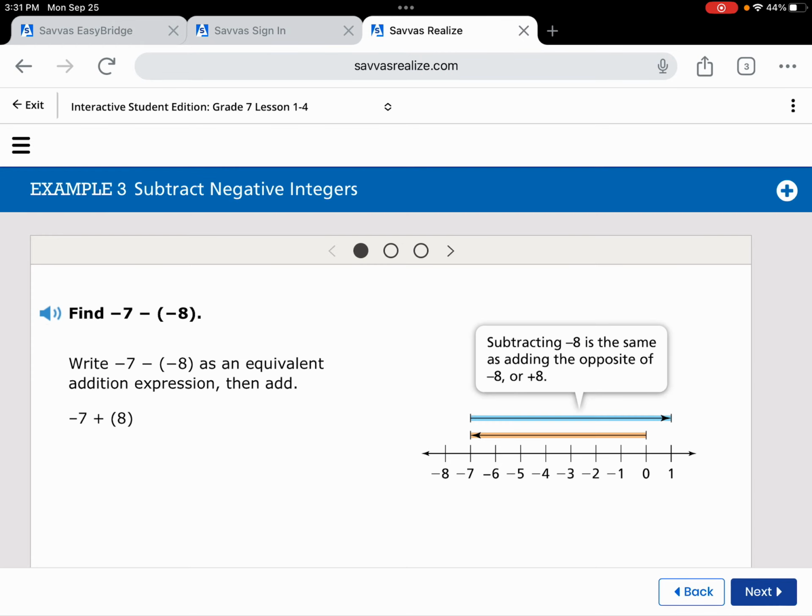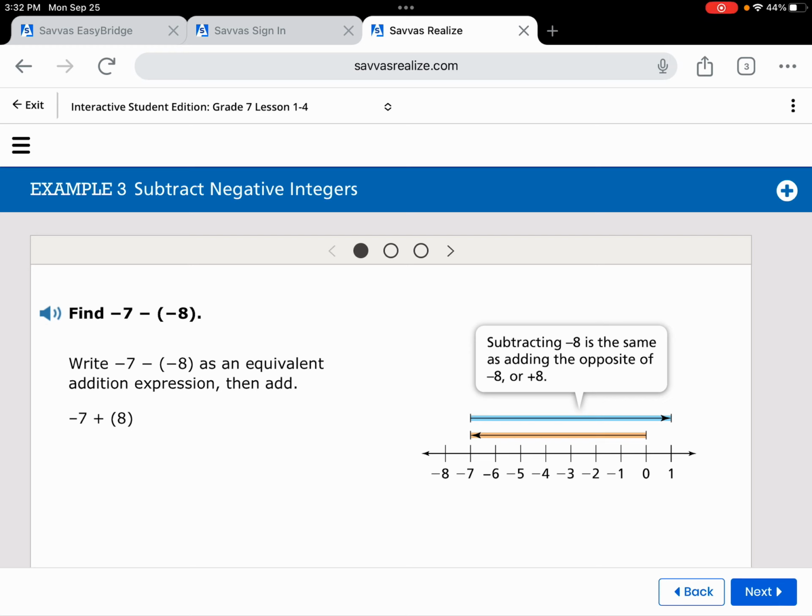Now this is the important one, so let's take a look. Find negative 7 minus negative 8. Okay, so this is where magic begins. It says write negative 7 minus negative 8 as an equivalent addition expression and then add. That's how it is, okay? So the rule of subtracting a negative is by converting to a positive.